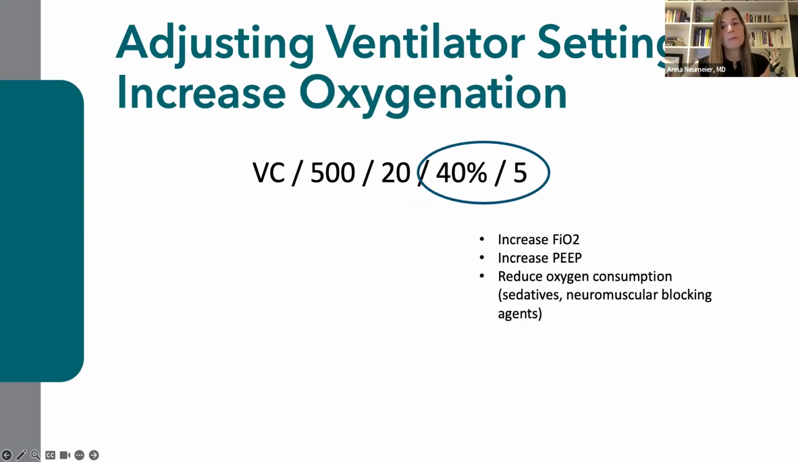Let's think about oxygenation. What ventilator settings do you need to increase oxygenation? You can increase the amount of delivered oxygen, which is the fraction of inspired oxygen, or the percent FiO2, or you can increase the PEEP, which will increase your mean airway pressure. Additionally, in the cases of severe or refractory hypoxemia, you can institute therapies to reduce the patient's oxygen consumption. This includes the use of sedatives or neuromuscular blockade.